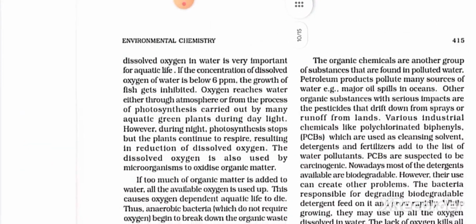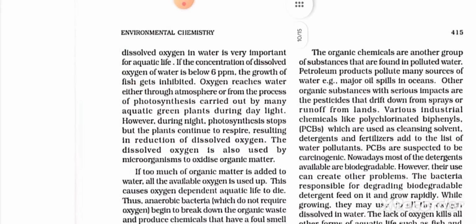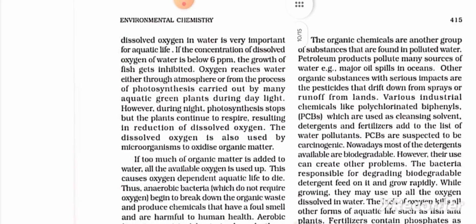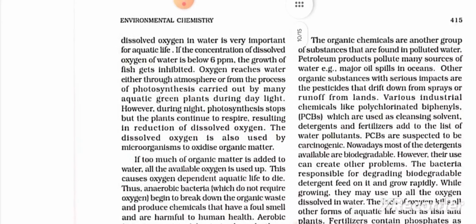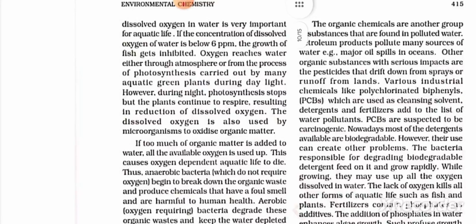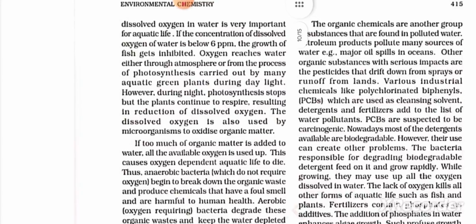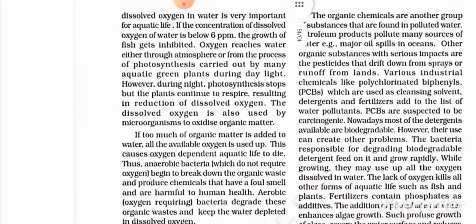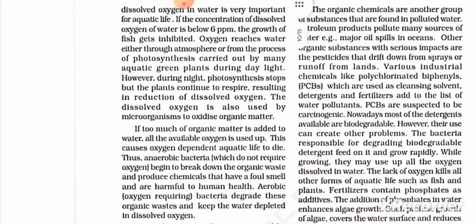The concentration of dissolved oxygen in water is very important for aquatic life. If the concentration of dissolved oxygen in water falls below 6 ppm, then the growth of fishes gets inhibited. Oxygen reaches water either through the atmosphere or from the process of photosynthesis carried out by many aquatic green plants during daylight. However, during night photosynthesis stops, but the plants continue to respire, resulting in a reduction of dissolved O2.